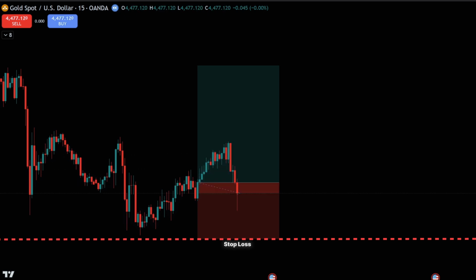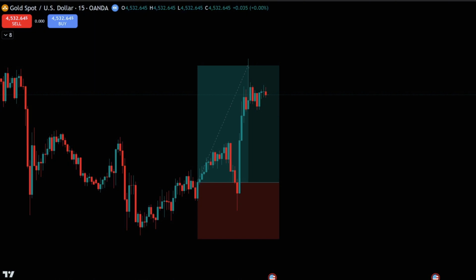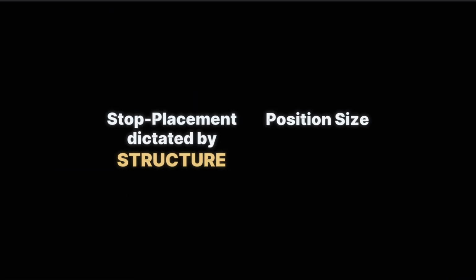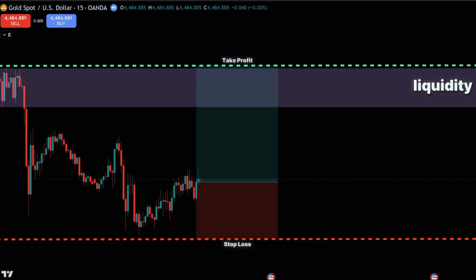And if your stop needs to be wider, the answer isn't to skip the trade, it's to reduce your lot size. That's how risk management actually works. The stop placement is dictated by structure, and position size is what controls your risk. So, place your stop beyond liquidity, beyond the level that genuinely invalidates your setup. Place your take profit at the next logical liquidity pool that the market is drawn toward. And of course, size your position accordingly.